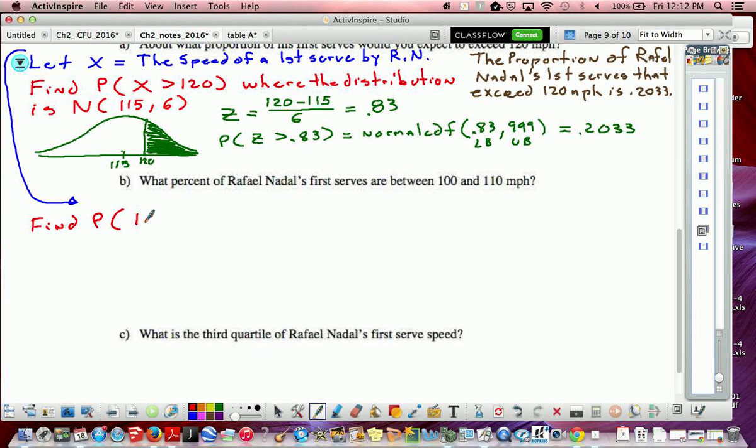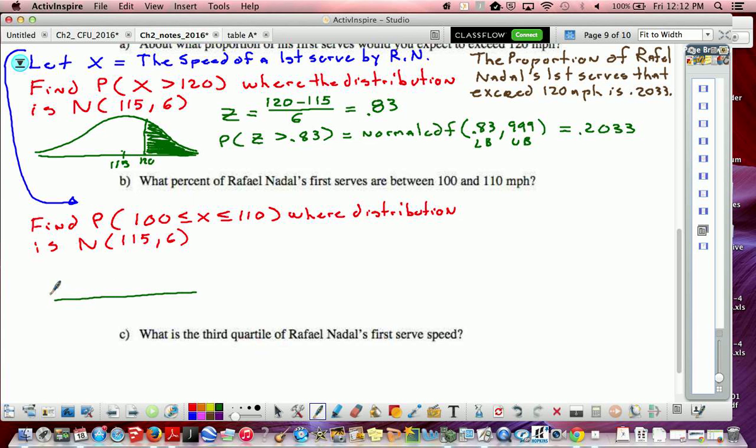In this particular case, we would be between 100 and 110, again where the distribution is normal with a mean of 115 and a standard deviation of 6. So this one requires you to find 2 z-scores. But what's nice about it is then you'll get an interval. So 100 and 110. Well, the mean is 115.